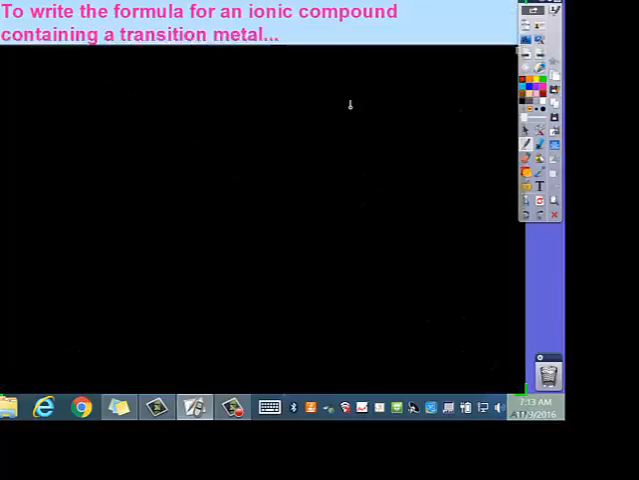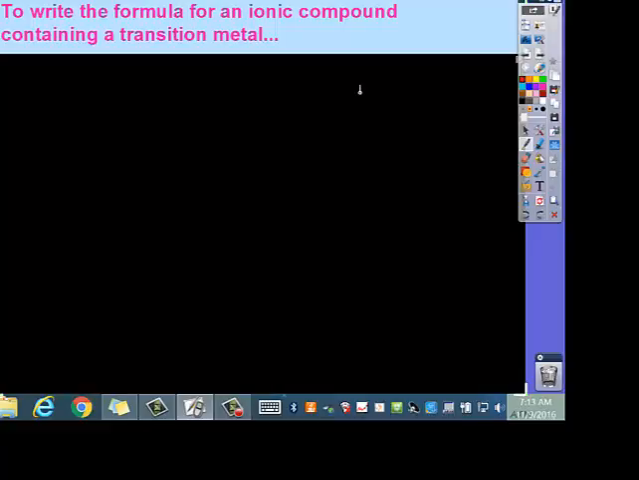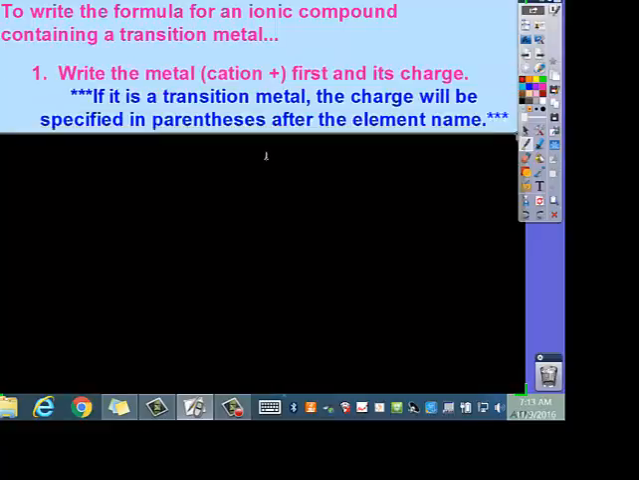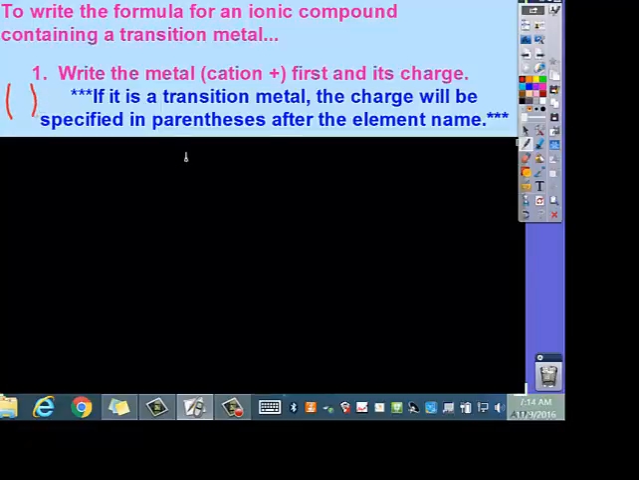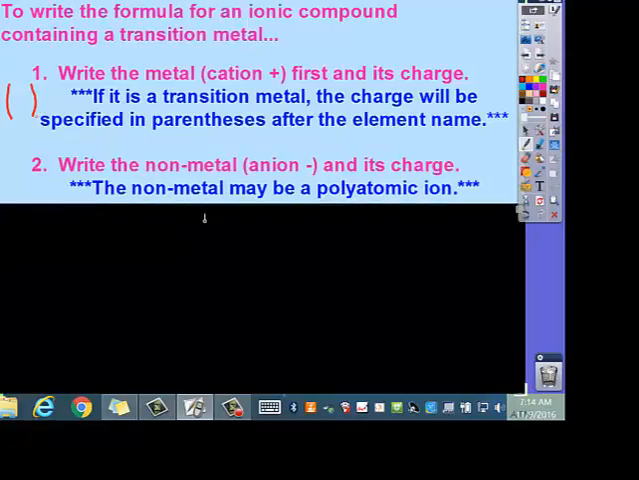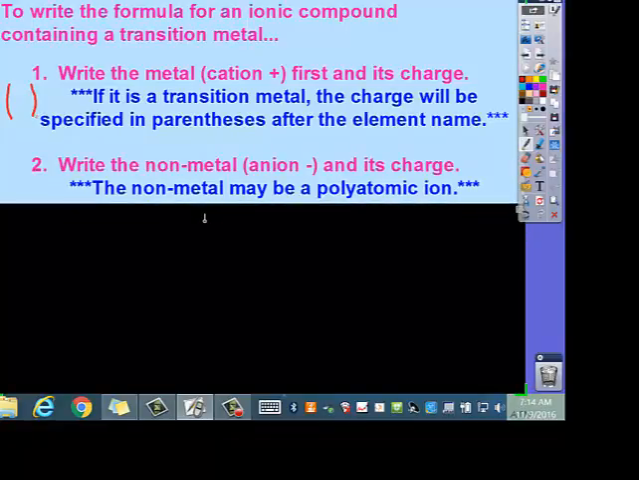We're going to write the formula for an ionic compound containing a transition metal. The first thing you should do is write the metal. We've done that before. That means the positive, the cation, first, and its charge. If it is a transition metal, the charge will be specified in parentheses after the element. Remember, parentheses, if you don't know what parentheses are, they look like that. Step 2, write the nonmetal, the anion, and its charge. The nonmetal may be a polyatomic ion, so if it's a polyatomic ion, you just name the polyatomic ion. You look on the back of the periodic table for the name.